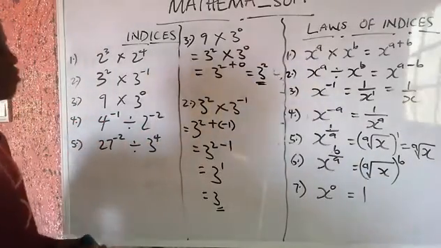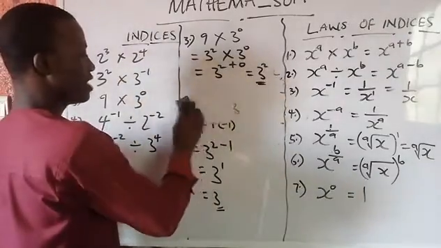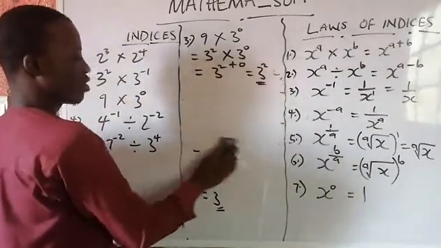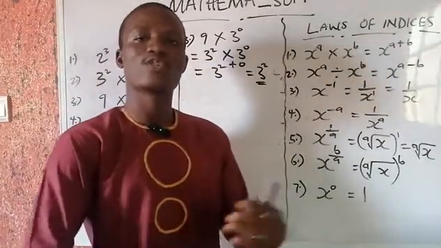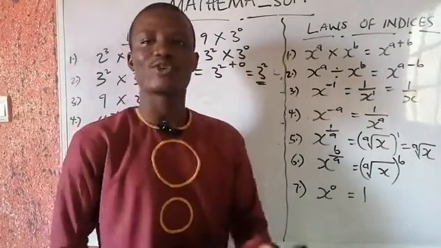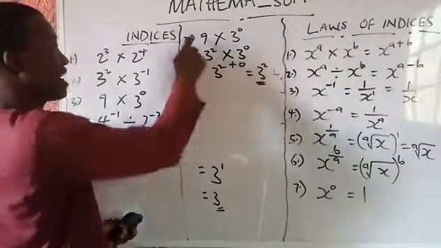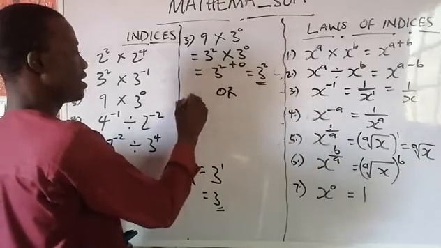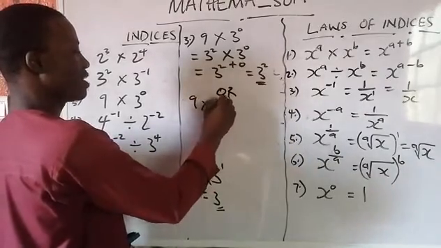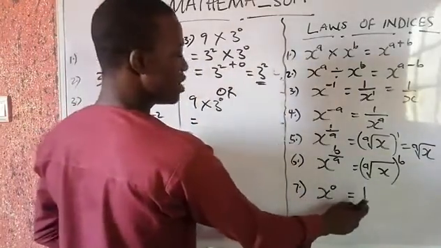Let's just learn how to leave it in index form. Of course, we know that 3 raised power 2 will give me 9. Another straightforward one, because in indices, the more you begin to solve questions, the more you begin to find the easier way to get it, even applying the laws of indices. Like this that I just did now, I can as well just say that 9 times 3 raised power 0. You know that there is a law that says that anything raised power 0 is what?